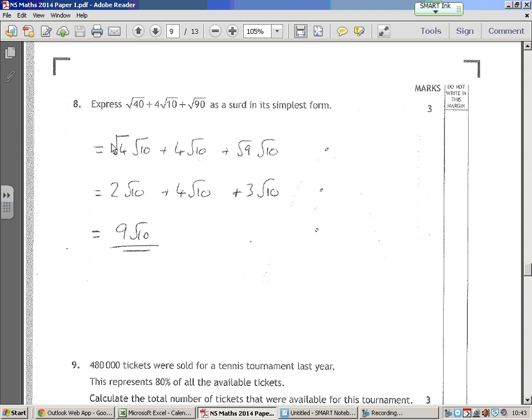But the reason why we do this, we know the square root of 4 is 2. So root 4 root 10 becomes 2 root 10. That's still 4 root 10. Root 9 root 10, square root of 9 is 3, becomes 3 root 10. So here we've got 2 root 10s, add 4 root 10s, add 3 root 10s. That is basically 2 somethings, add 4 somethings, add 3 somethings. Would be 9 somethings, or in this case, 9 root 10.